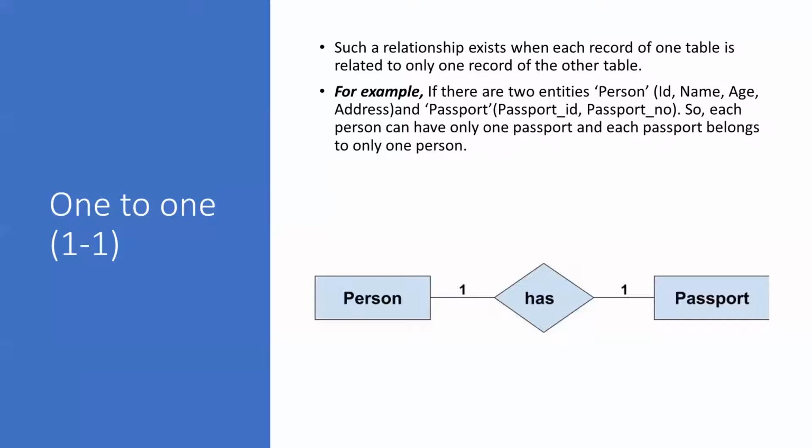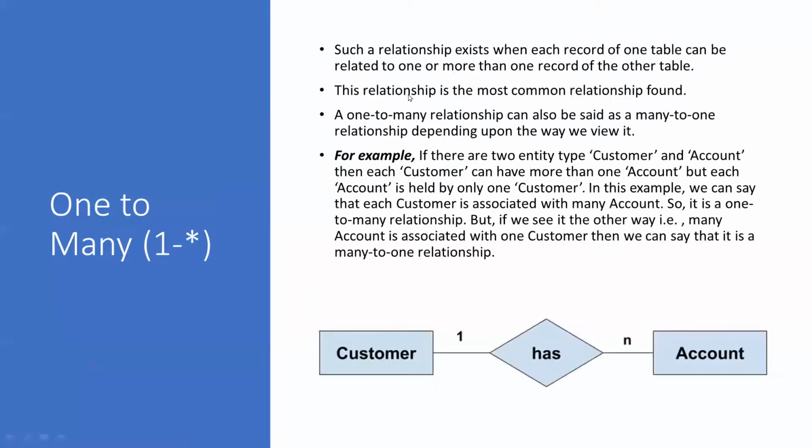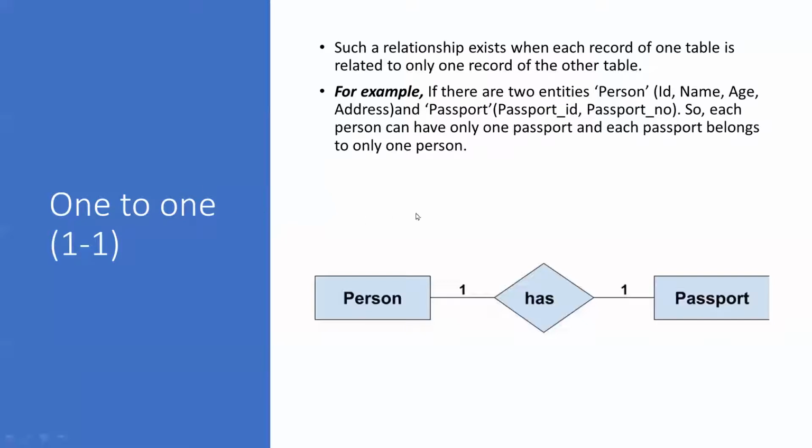By definition, such a relationship exists when each record of one table is related to only one record of the other table. So this is the key here, unique. Yeah, unique. And now we have already depicted the example, so I believe it is clear, using this example, how a one-to-one relationship works.